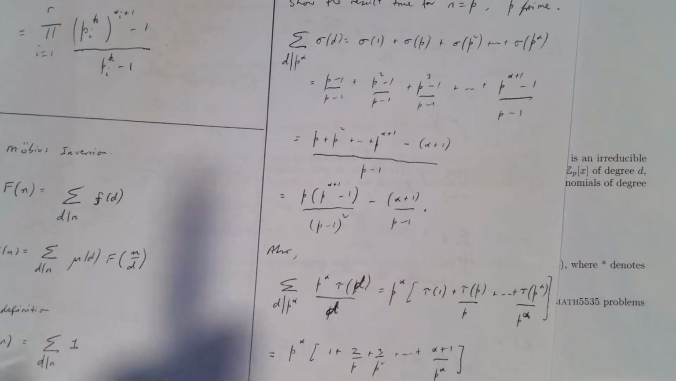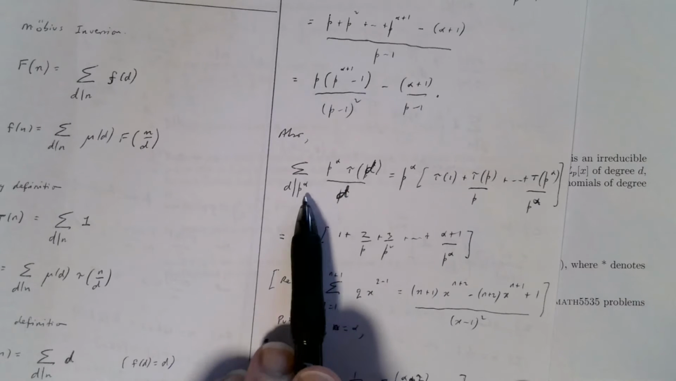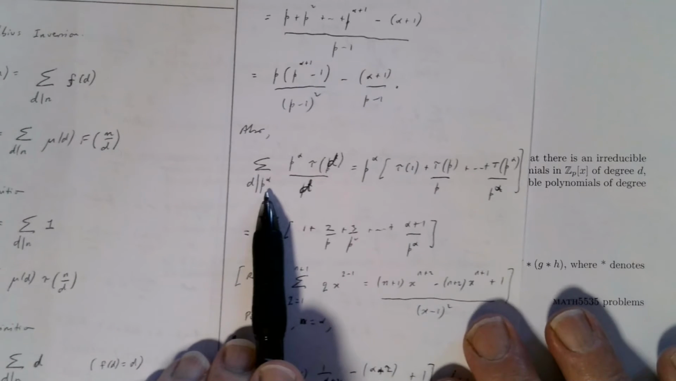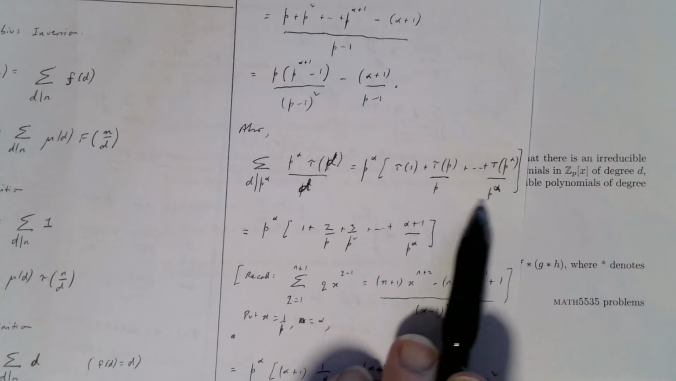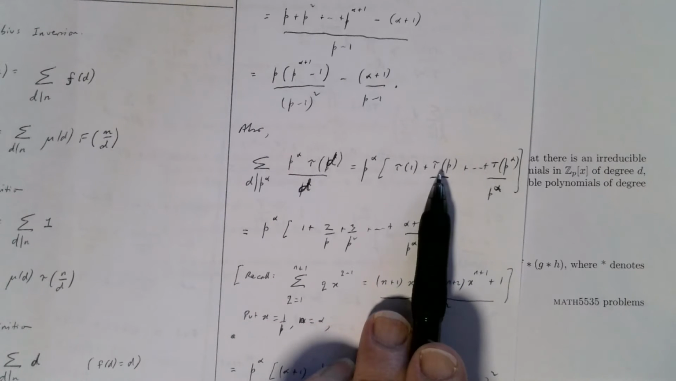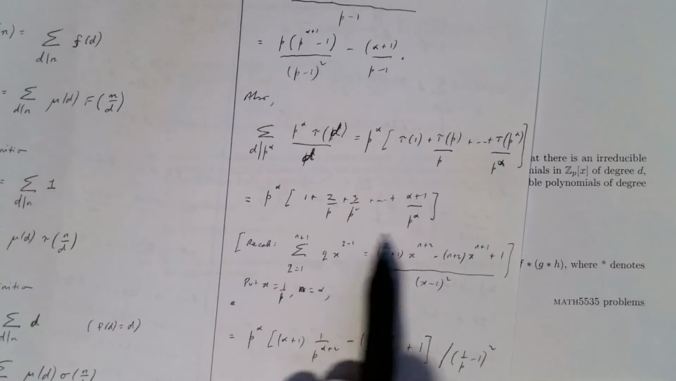Now looking at the other side, if I replace n with p to the alpha, then I get p to the alpha here and p to the alpha here. And again, I can take the p to the alpha out and write out this sum. And I can evaluate the tau value. So tau of 1 is 1, tau of p is 2, tau of p squared is 3, and so on. So we can evaluate this sum.